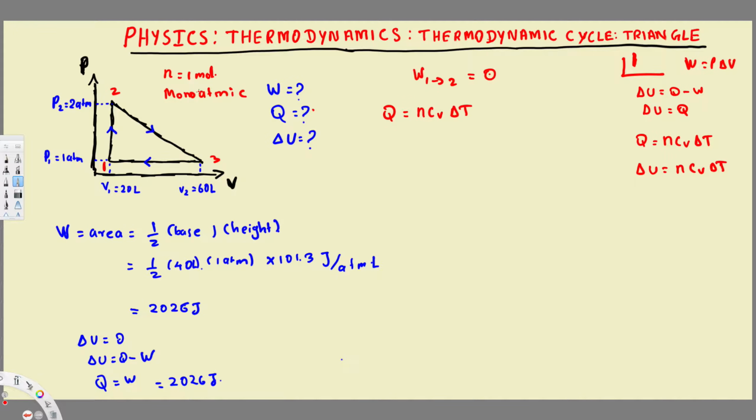So now we have all the information. n is going to be 1 mole. For a monoatomic gas, Cv is going to be 3/2. For a diatomic, it's 5/2. For a triatomic, it's 7/2. It goes like that. So here we have a monoatomic gas, so this is going to be 3/2 times R. Then delta T is going to be final minus initial. Okay, we have to calculate the temperature too, right?